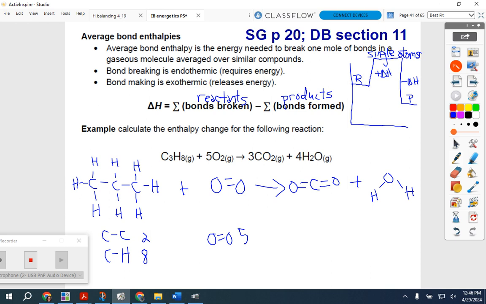Over here, for my carbon dioxide, I have CO double bonds. I've got 2 for each carbon dioxide molecule times 3 total carbon dioxide molecules or moles. And so that's going to be 6. Okay. And then over here, I've got OH bond, single, and I've got 8 of those because I've got 2 for each molecule and I've got 4 molecules.